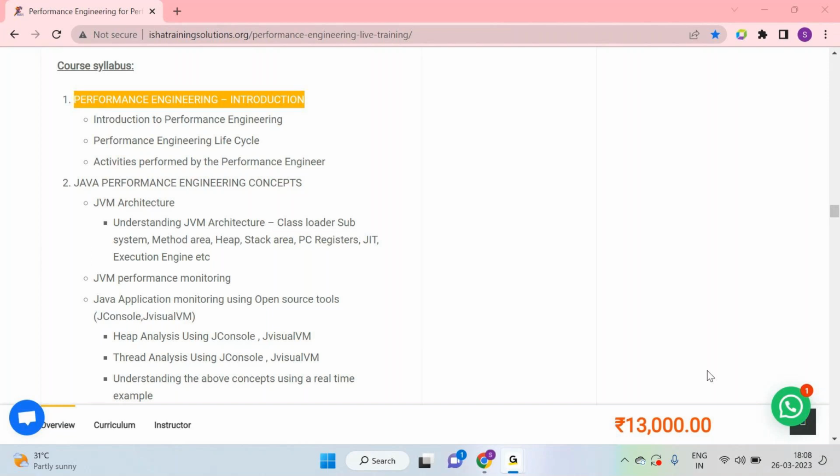Testing simply tells you the numbers. Engineering is finding the root cause and trying to resolve the problem, providing your findings and recommendations. All of these are performance engineering activities.